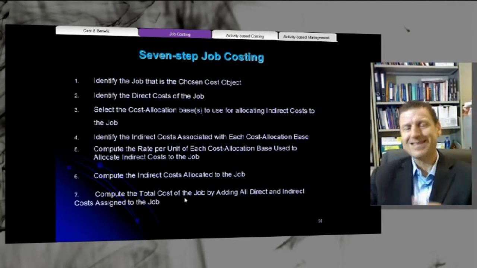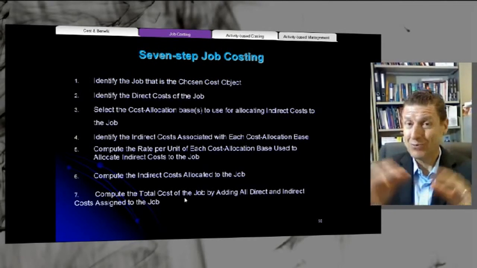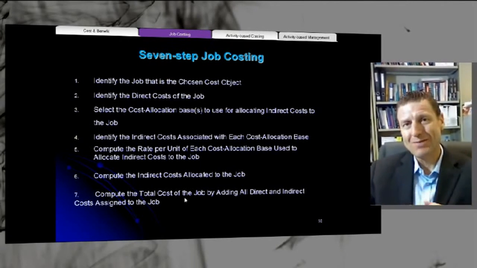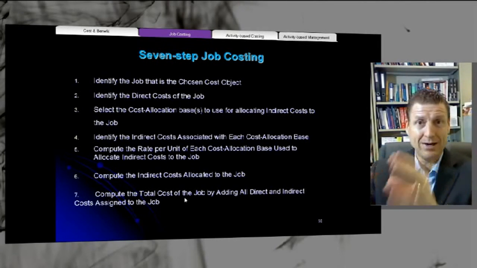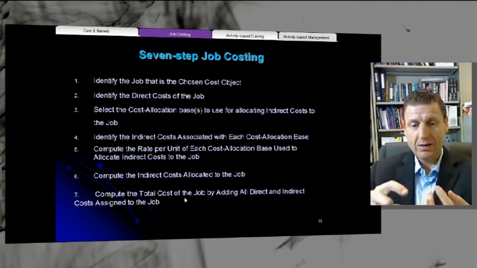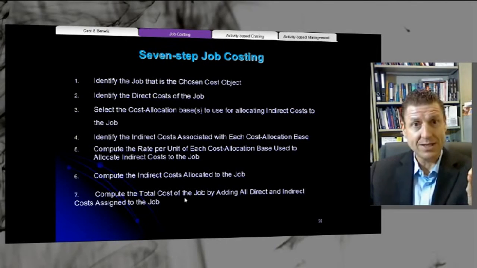So we have a 7-step job costing. Here's the 7 steps. If you really want to go through this, you can, but number 1, identify the job that is the chosen cost object. All right, so we're making an iPhone. Okay, that's a job. Identify the direct costs of the job. Well, we've got materials, we've got people, we've got 90 different steps in the assembly, and we've got 90 plus people along that assembly line. Wow. So we've got to pay them labor, so that's direct costs. There are materials, that's direct costs. As you can see, we identify direct costs.